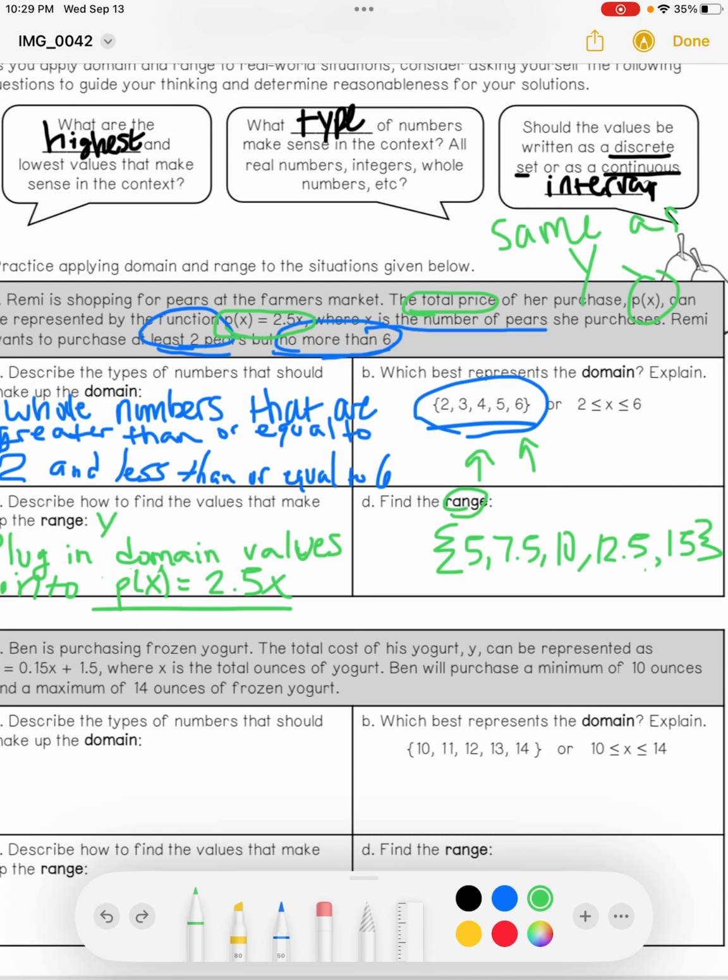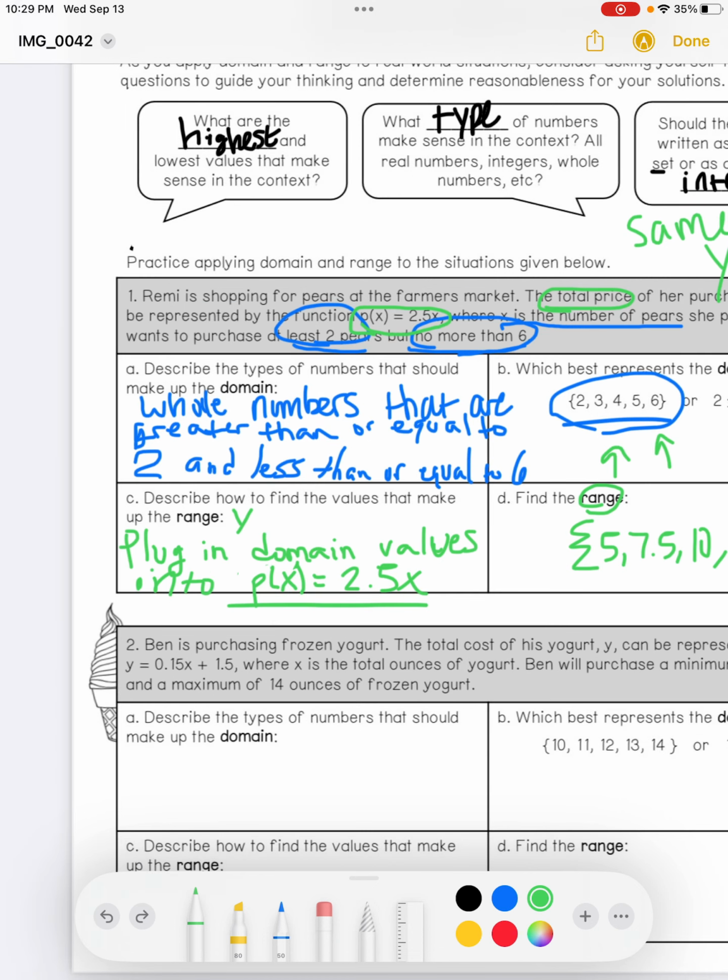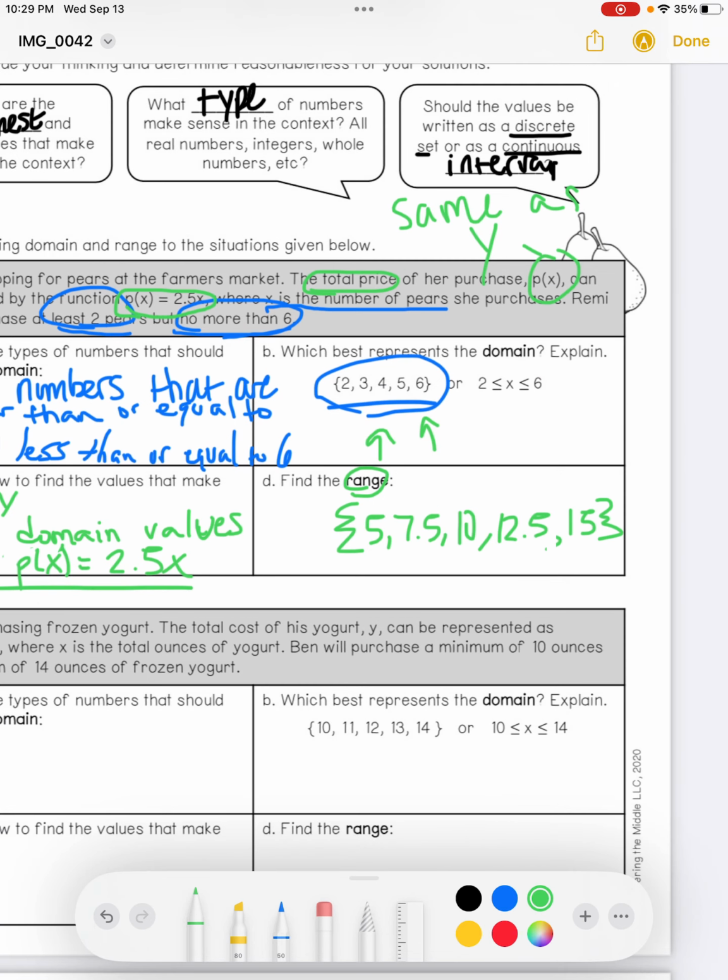You always get your range from the equation, right? We have to plug it in. You just plug in your domain values and then write your range, okay? So basically, know what your variables mean. Use that to decide if it's discrete or continuous. Plug in your domain to get your range. That's a simple way of putting it. So let's try it again. Now let's follow those steps.